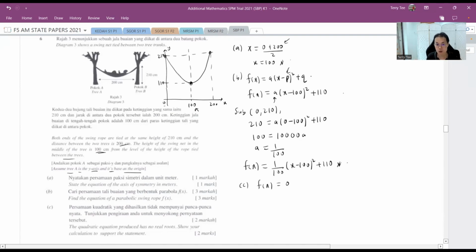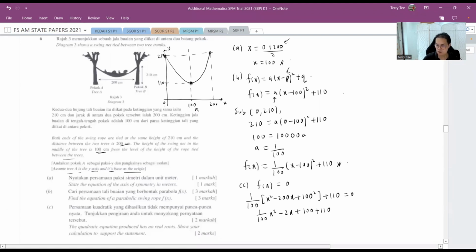Because it's a quadratic function, it's not a quadratic equation, right? So we know it has no real root because it doesn't cut the x-axis. Actually, you can try to solve it and it has no real root, but normally to show that it has no real root, we use b squared minus 4ac. So I'm going to rewrite this 100. Let's expand this: x squared minus 200x plus 100 square. You can write 10,000 if you like, but because I know I'm going to expand it, this will be 1 over 100 x squared minus 2x plus 100 plus 110.